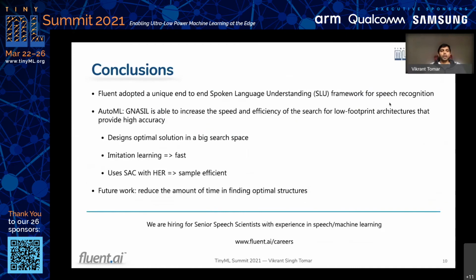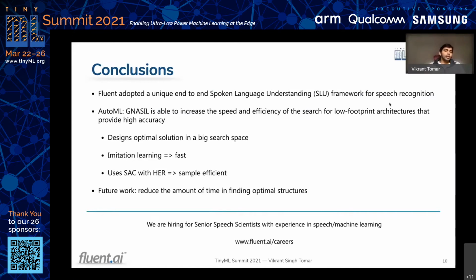So, conclusion: we have a unique end-to-end spoken language understanding framework for speech recognition that allows us to design low power architectures and provide new functionalities. Our GNASIL is able to increase the speed and efficiency of search for low power architectures by designing optimal solutions, similarly learning from imitation learning as well as free exploration in a big search space.